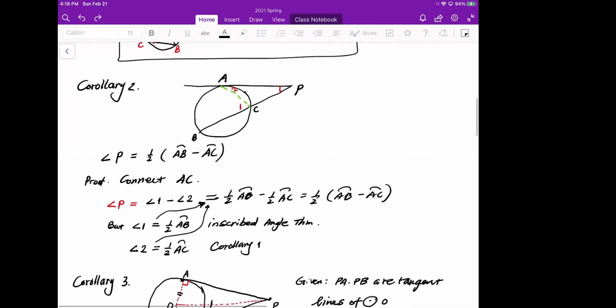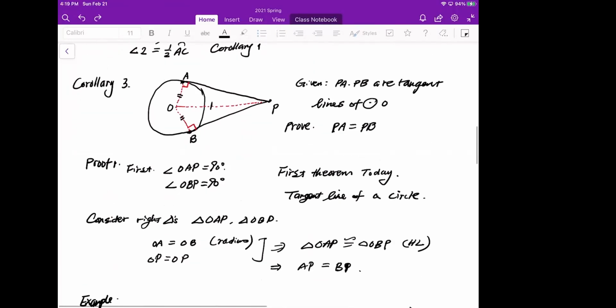And what's the next one? The next one is to prove that, okay, if I have a point outside the circle, then I can draw two tangent lines, right? I can have a PA and PB. Then I want to show that PA and PB are congruent. Okay, why? I think you have two ways to prove it.